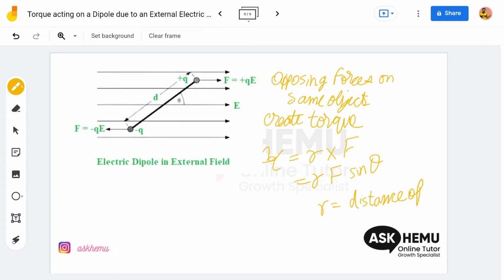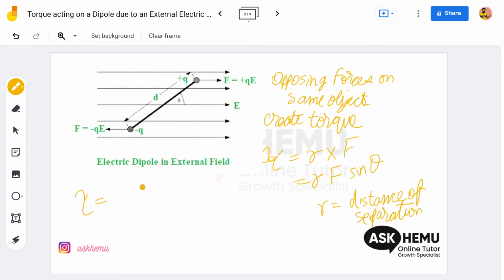So we have those values here. The distance of separation is given here. In fact, the distance is given as d, and the value of the force is also given: F is equal to qE. We know the value qE is given here.